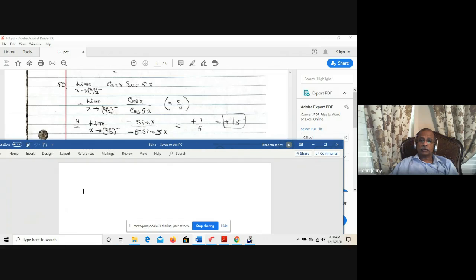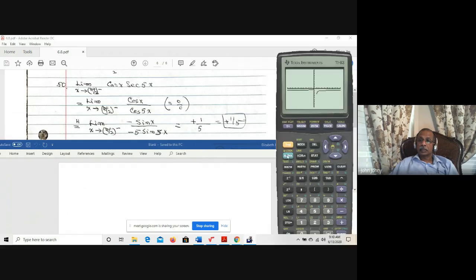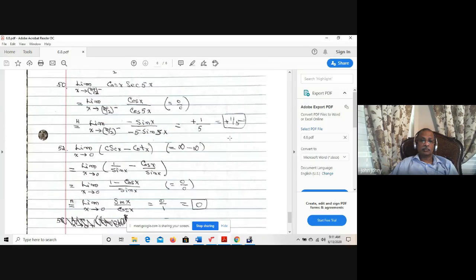If you are not sure about sine 5 pi over 2, you can use the calculator. Keep the calculator in radian mode. Sine 5 pi over 2 is 1. So that is negative 5 times 1. So the answer is 1 over 5.